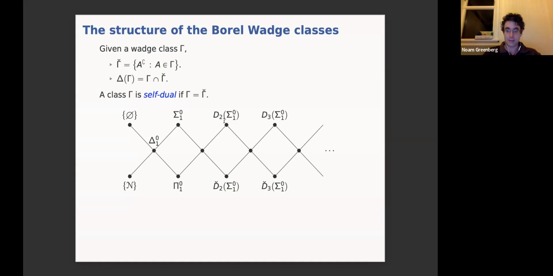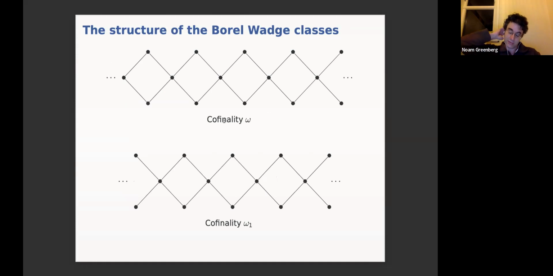But as I said, because it's so long, we also have to discuss what happens at limit steps. So at limit steps, there's one of two patterns, depending on the cofinality of the order type of all the classes that came before. If you've got a limit point of cofinality omega, then there is a specific class there that is the least upper bound of that sequence of cofinality omega. But if the cofinality is omega 1, then there's no least upper bound.